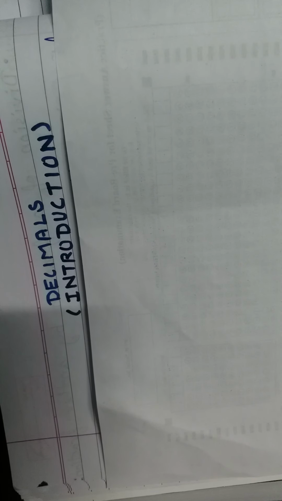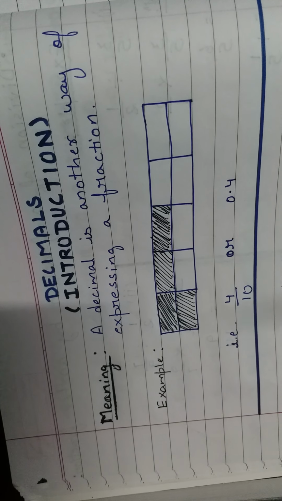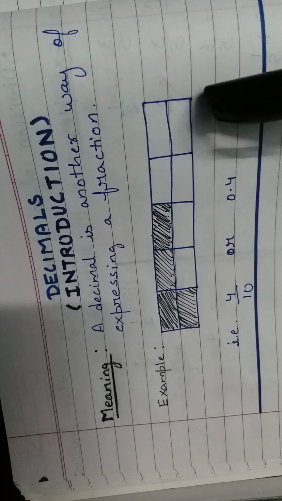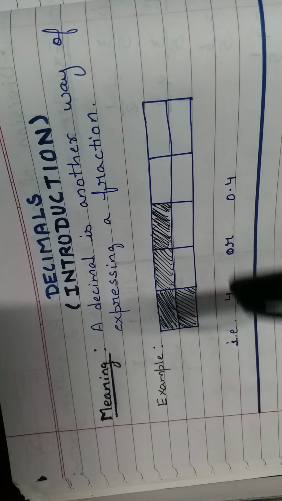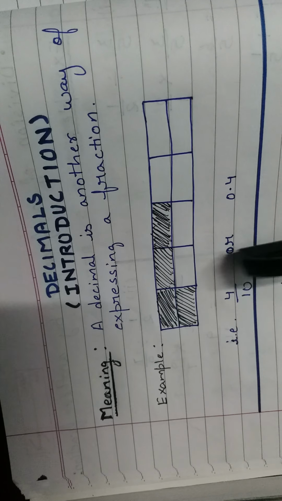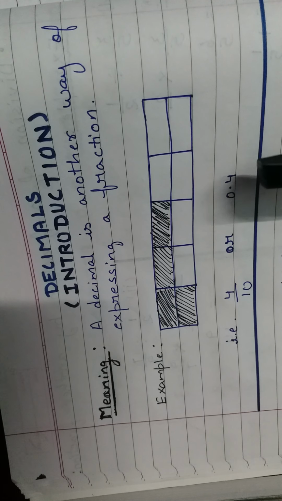In this video, we will learn about decimals. So what are decimals? Decimal is another way of expressing a fraction. Here in this figure, you can see we have total 10 parts, out of which 4 are shaded. So when we have to write it as a fraction, we can write it as 4 upon 10, and the same fraction we can write as a decimal as 0.4.